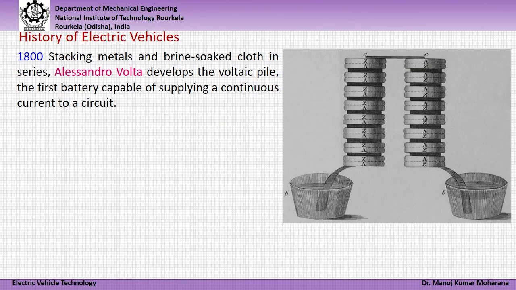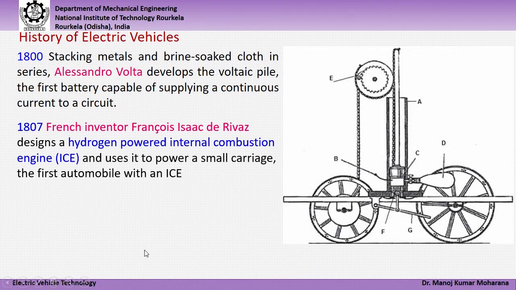Then in the year 1800, Voltaire developed the Voltaic pile, which is considered to be the first battery capable of supplying continuous current to a circuit with the help of stacked metals and brine soaked clothes in series. Then in the year 1807, French inventor Isaac de Rivaz designed the hydrogen powered IC engine that is used to power a small carriage which can be considered the first automobile with an internal combustion engine.